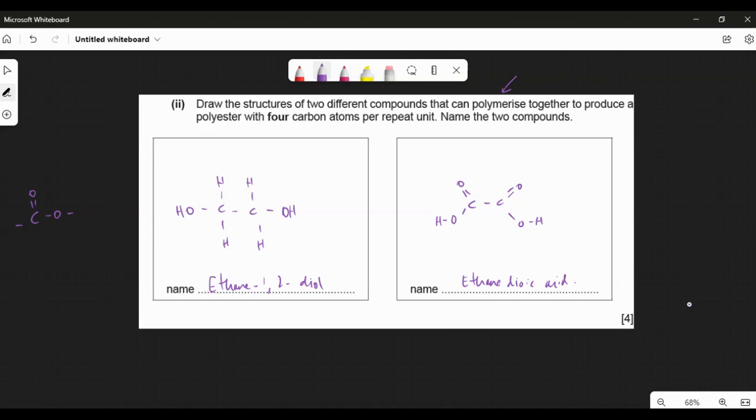Structure of 2 different compounds that can polymerize together. These can, so we tick that box. Produce a polyester. These will produce a polyester with 4 carbon atoms in the repeat unit. Yeah, I think that's it. Because the repeat unit's going to be something like this bit and something like that bit, isn't it? It's going to knock out that, isn't it? So the repeat unit's going to have 2 carbon atoms here and 2 carbon atoms here.